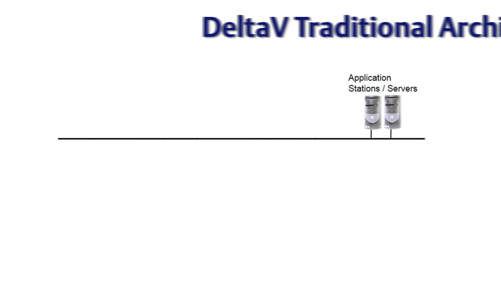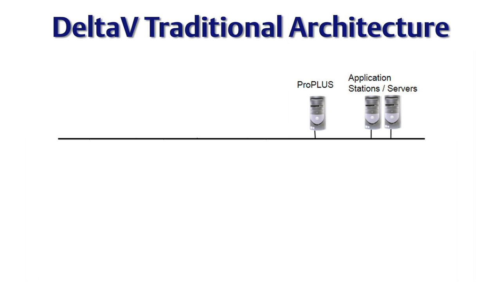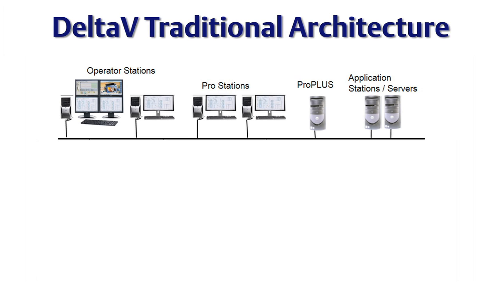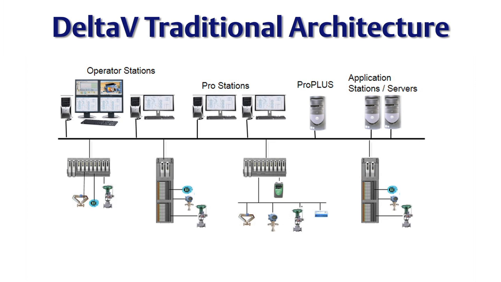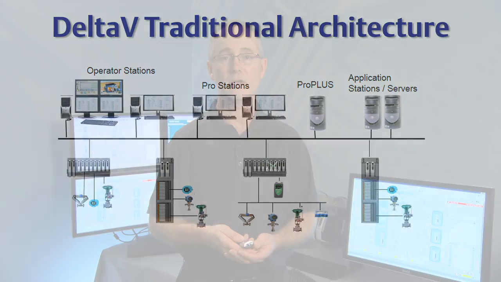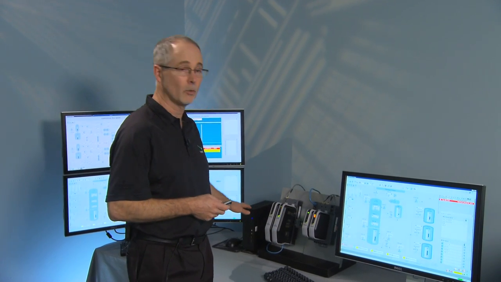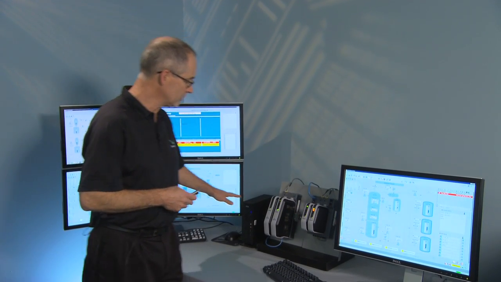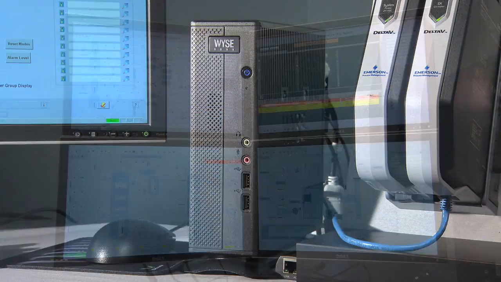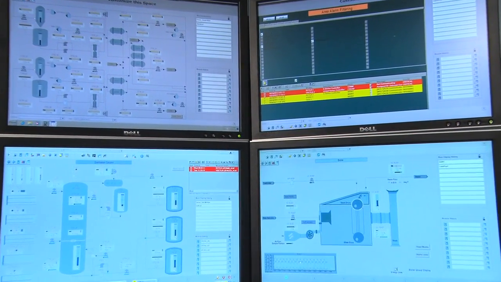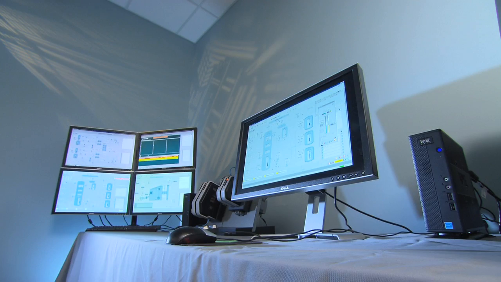In our demonstration, we've got a physical DeltaV system that's been virtualized. It consists of a couple of app stations, a couple of operator stations, a professional station or Pro Plus, and we also have virtualized some controllers and I/O cards, and all of that is running inside of host computers connecting to thin clients where the operators would stand. So for example, this is a thin client driving a quad monitor. We have another thin client driving this single monitor display.